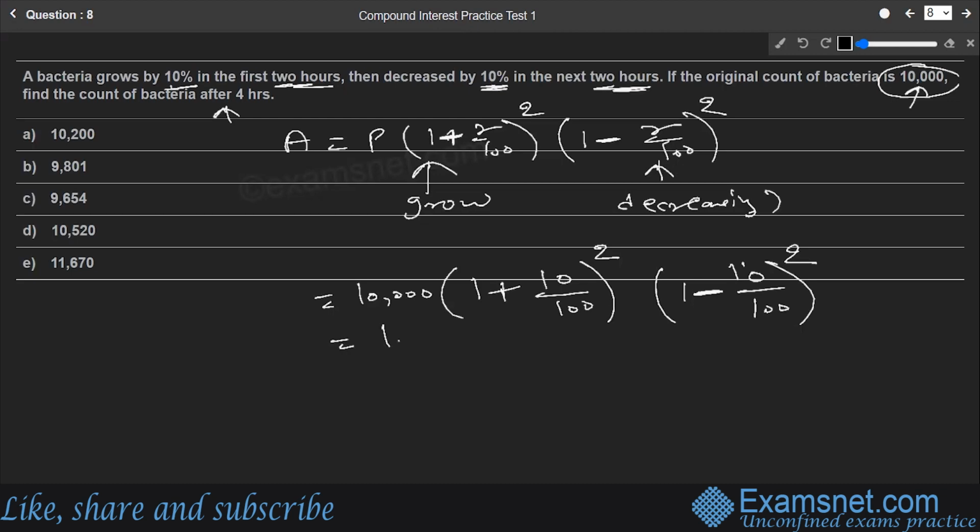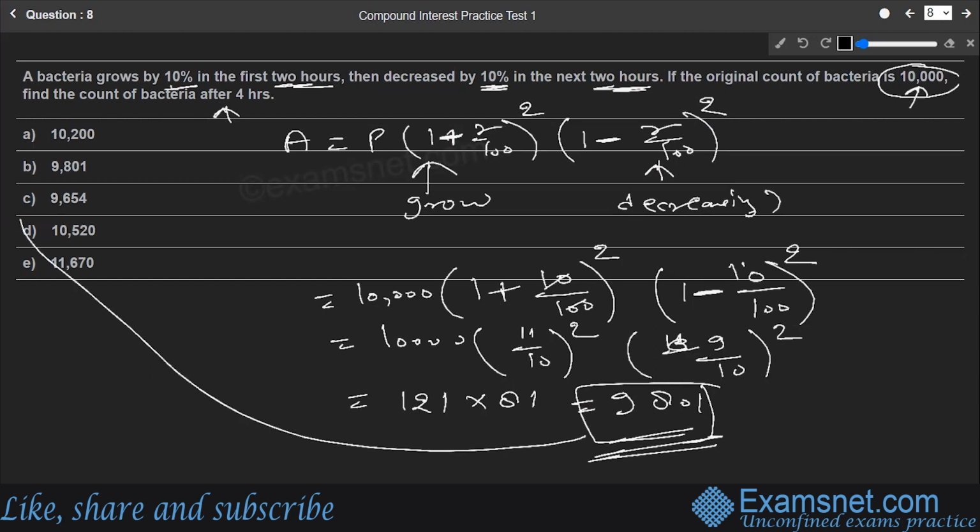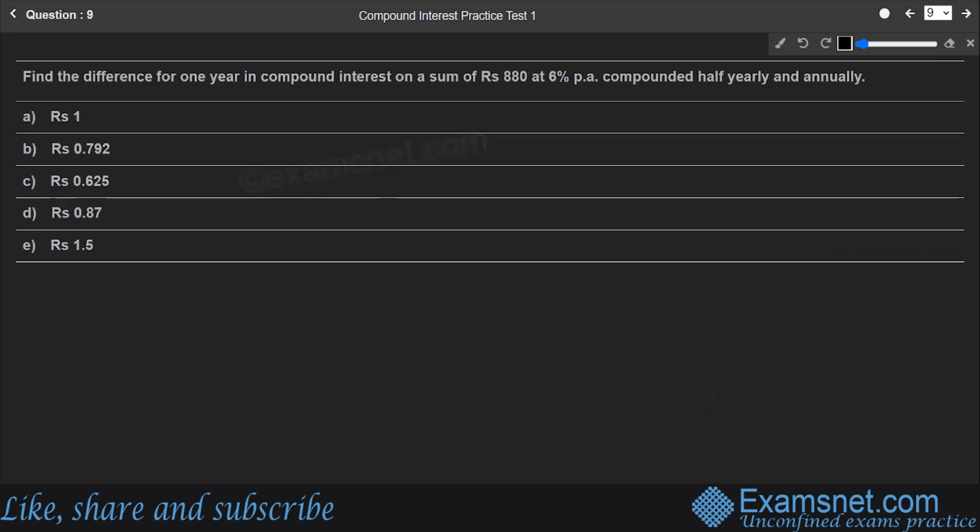If we solve this further, this comes out to be 10,000 into 10 by 100, which is 1 by 10. 10 plus 1 is 11 by 10 whole square. Then it is going to be 9 by 10 to the power 2. And if we solve this further, this is ultimately 121 into 81, that is nothing but 9801. So the ultimate bacteria count after 4 hours, starting from 10,000, will be 9,801, and that is available in option B, and is going to be the right answer. Okay, let us go for the next one.